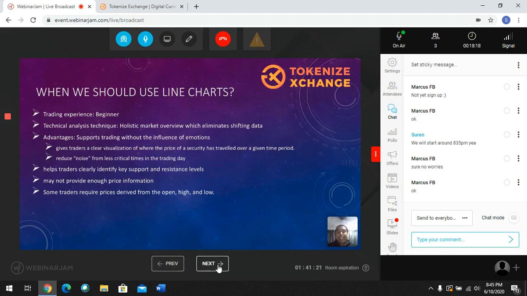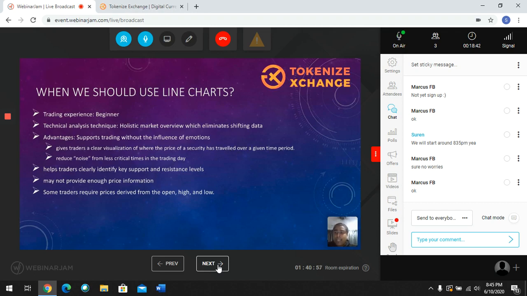When should we use line charts? As I said earlier, line charts are purely for beginners. Sometimes I do use line charts just for explanation to my clients, as well as to get a glimpse of what's happening to the market, just a quick glance. Downtrend, uptrend, so that I can make a sound decision on what's next.